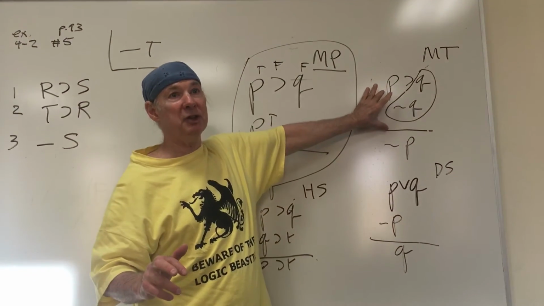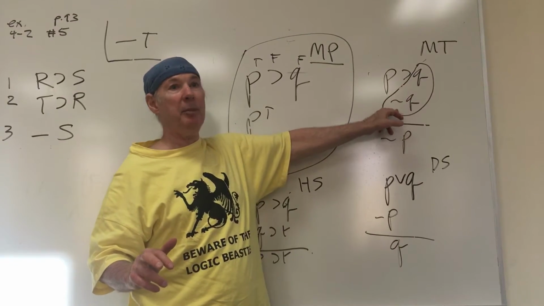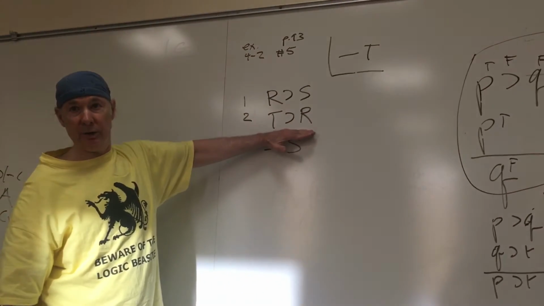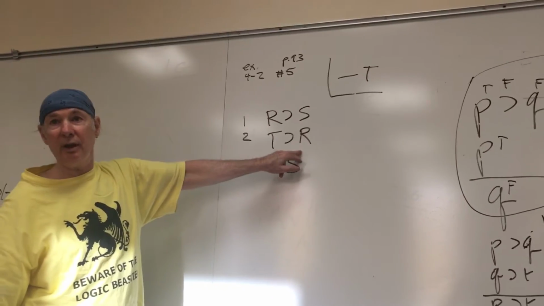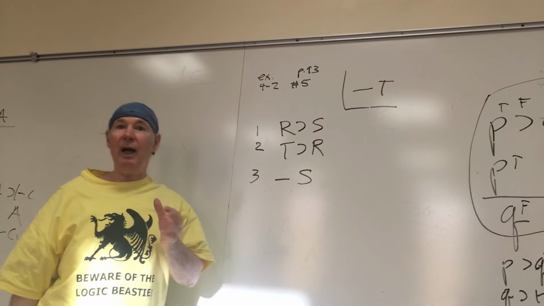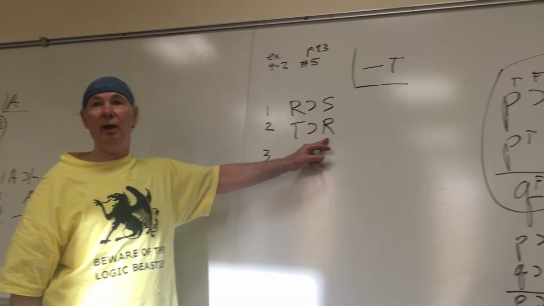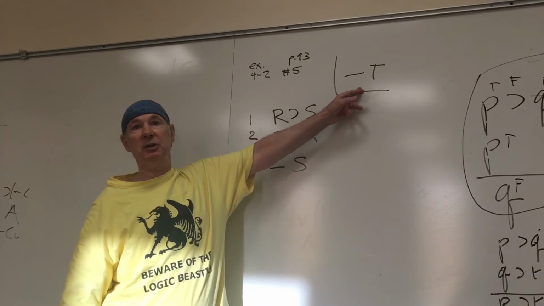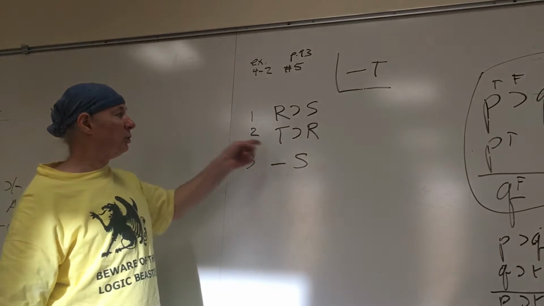But what 2 things do you need to do MT? You need a horseshoe, and you need the opposite of the right-hand side. So I've got the horseshoe, but I do not have the opposite of the right-hand side. I don't have squiggle R anywhere. So I have to make a step to get squiggle R before I make the step to get squiggle T. So I now have a new problem. Find squiggle R.